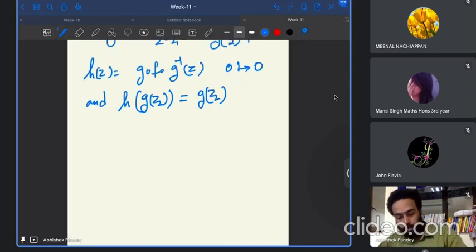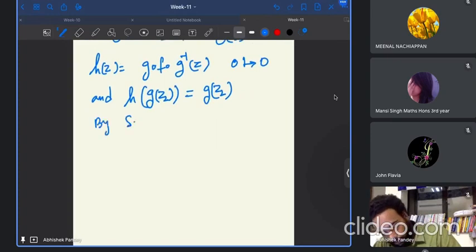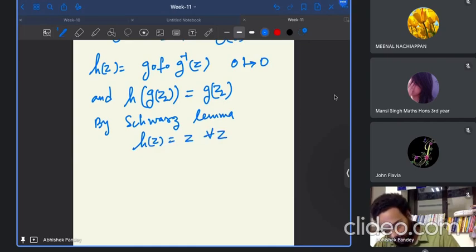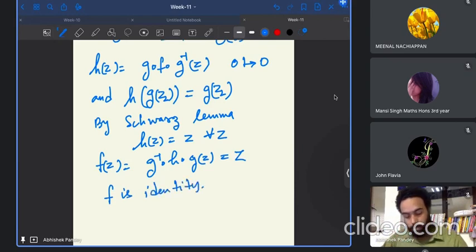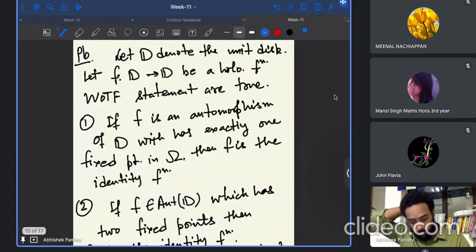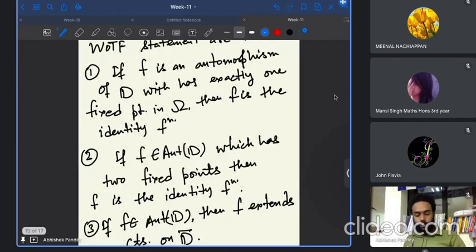Okay, now by Schwarz lemma, h of z is basically z for all z. It means that f of z is basically g inverse of h of g of z, which is nothing but z. So it means that f is the identity. I mean, you can create an example of an automorphism of the unit disk which has exactly one fixed point but is not the identity map. But you cannot do this with two fixed points.